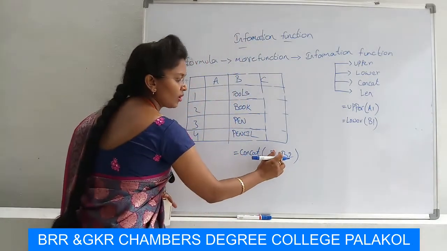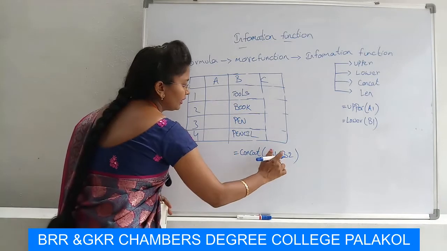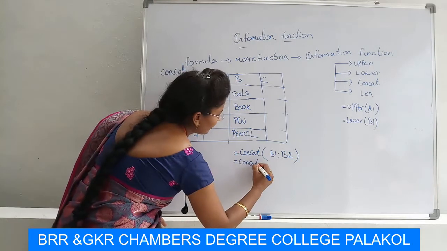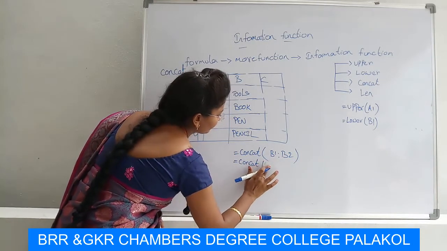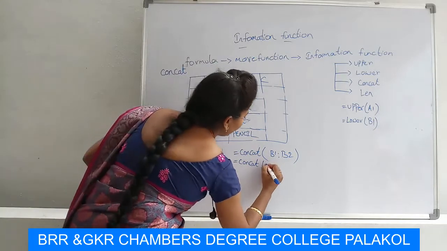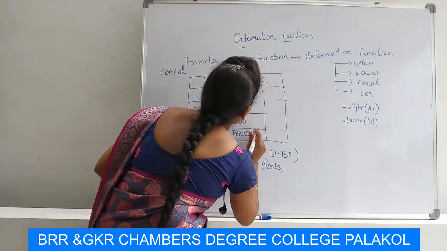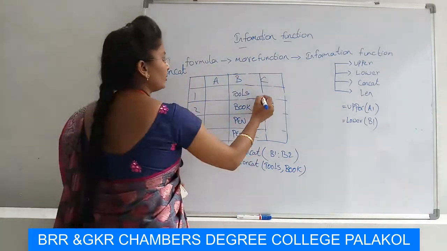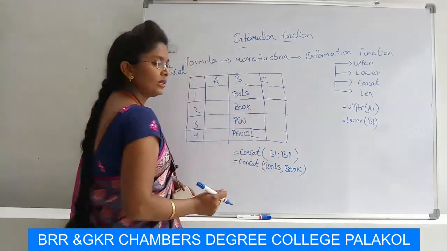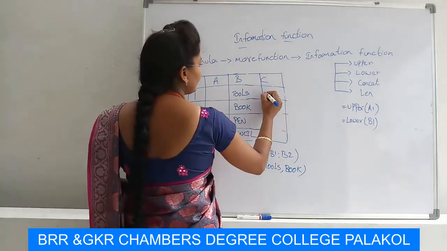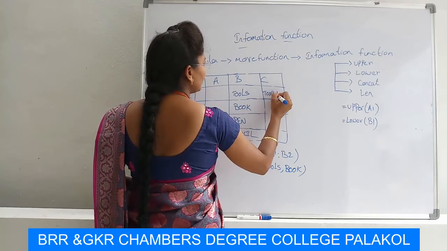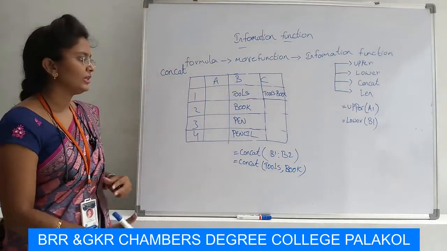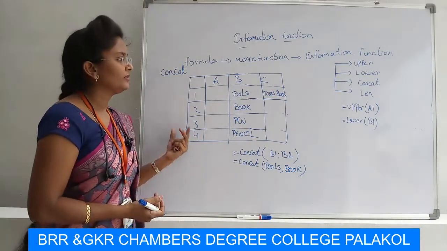Or you can display the column symbol also here. And the next way is to enter the concat with text directly: text1, that means tools, in capital, and the next one is book. And press enter. The result will be displayed in the C1 cell as tools book. It will combine the two texts and display the answer here. And this is the way of concatenation.